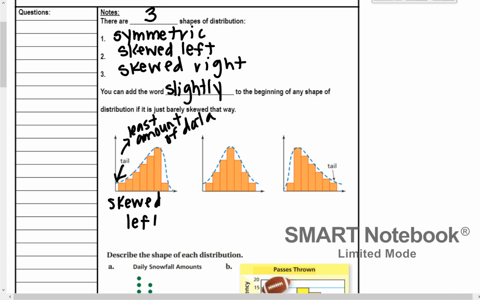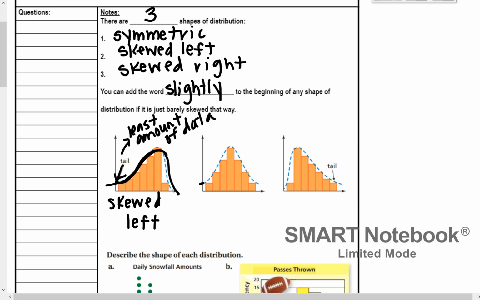Okay, so if you have a histogram or something, you can draw a little bell curve over it, and you'll see where the tail is. It's kind of like where it flattens out, goes down and flattens out. That's called our tail. That's the side that we name it skewed, and then the tail's on the left, so it's skewed left. It's the side that has the least amount of data.